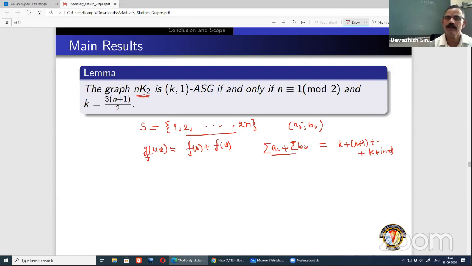And the left hand side is nothing but the sum of all these labels. If you simplify further, you are going to get this conclusion. This is k times n plus n into n minus 1 by 2. So this is one condition, a necessary condition we can get from these simple number theoretic properties, and then we'll prove that. So we have proved this if and only if case.